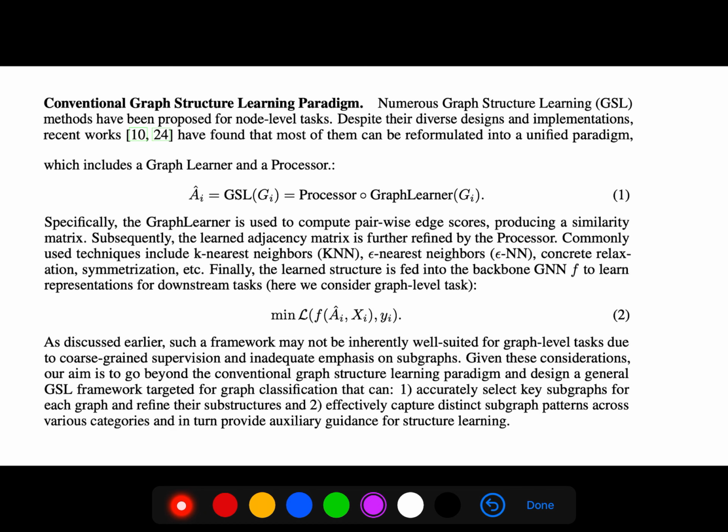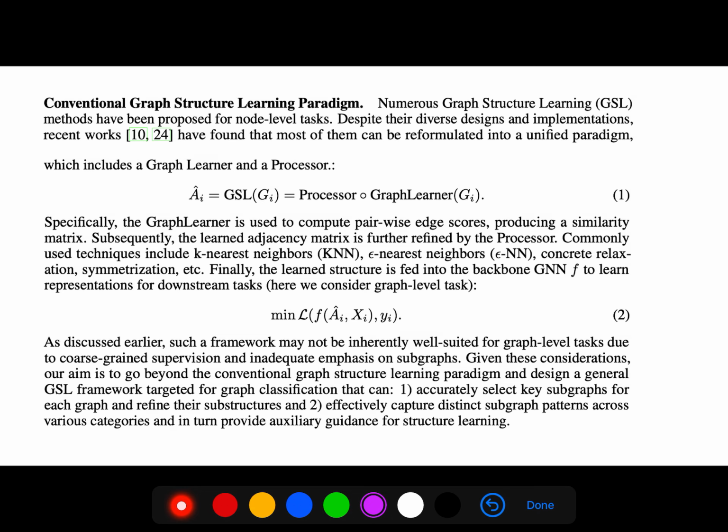So the methodology is this. We have the conventional graph structure learning paradigm. Numerous graph structure learning methods have been proposed for node-level tasks. Despite their diverse designs and implementations, recent works have found that most of them can be reformulated into a unified paradigm, which includes a graph learner and a processor.